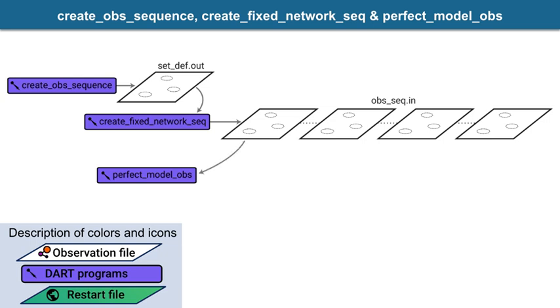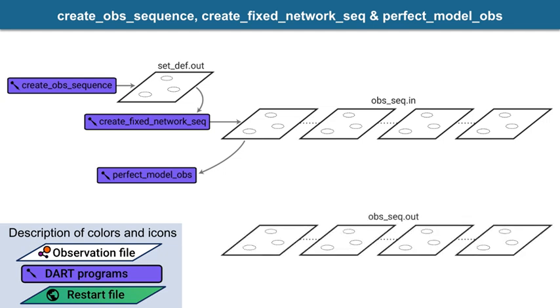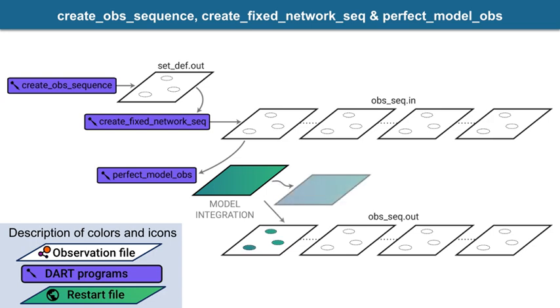The perfect_model_obs program creates an obseq.out file with observations corresponding to the times and locations specified in obseq.in and fills in the empty values by numerically integrating a model and using DART's forward operators to create synthetic observations as the model integrates forward in time.